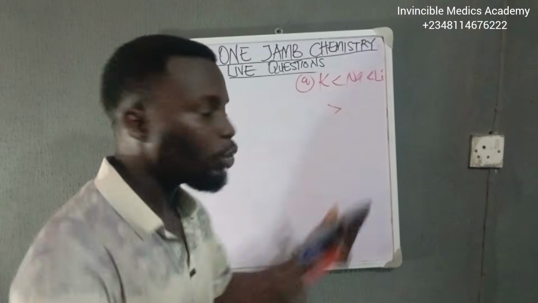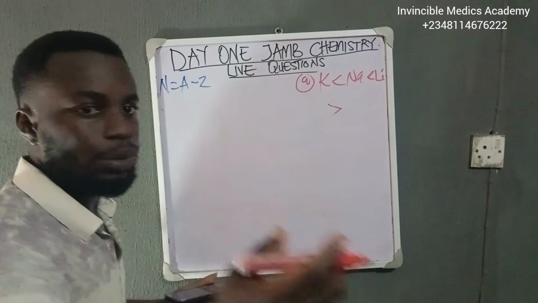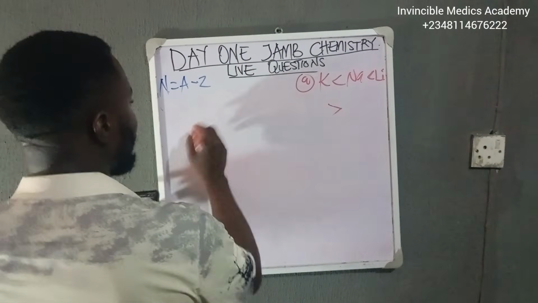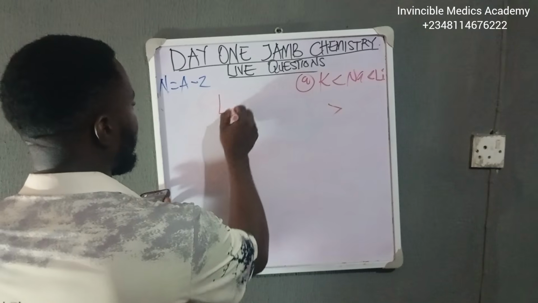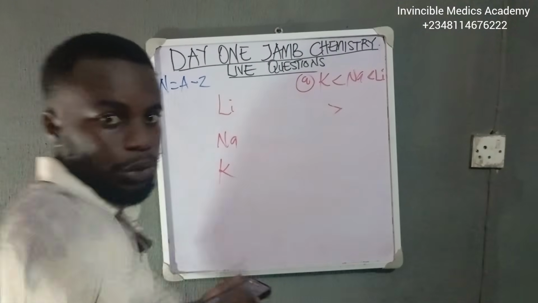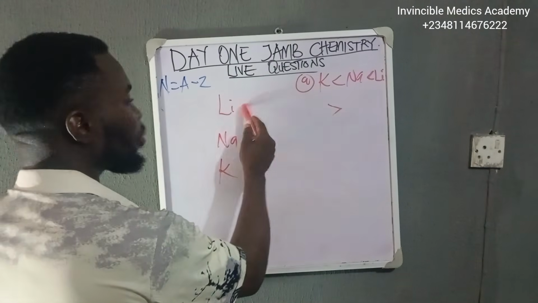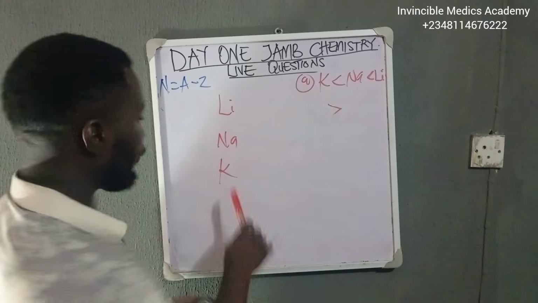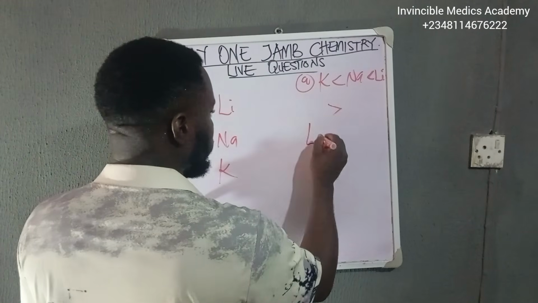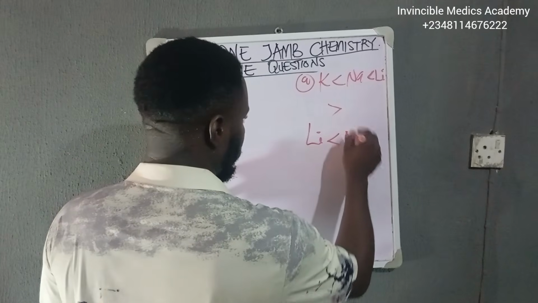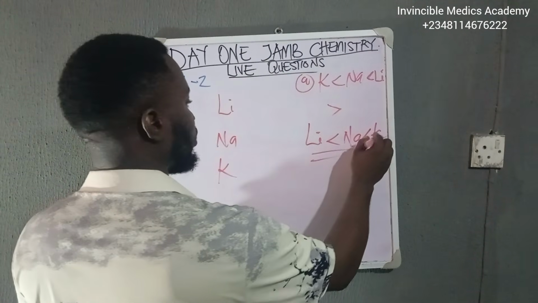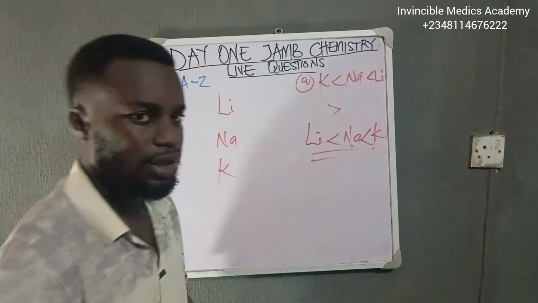Alright? Now, how do we analyze this question? In the periodic table, these three elements in the question are in the same group. Lithium comes first in group 1, right? Lithium comes first, followed by sodium, followed by potassium. This is the way they are arranged in the periodic table. So that means this has the smallest atomic radius, followed by this, followed by this. So the correct answer is what? Option B, that says lithium is less than sodium and sodium is less than potassium. This is our answer. Alright, so that's it.